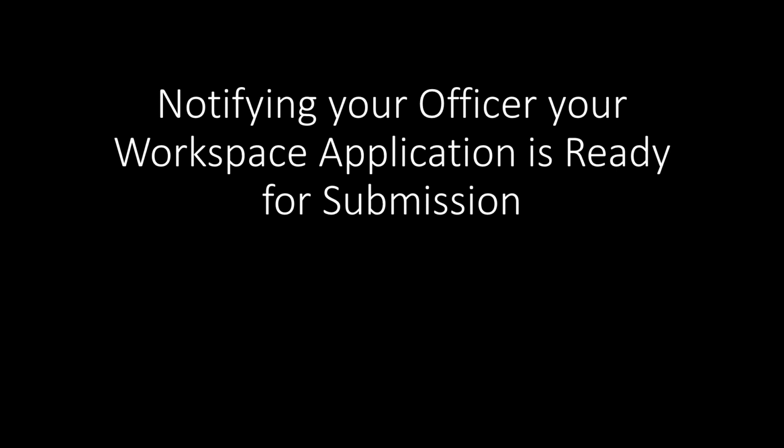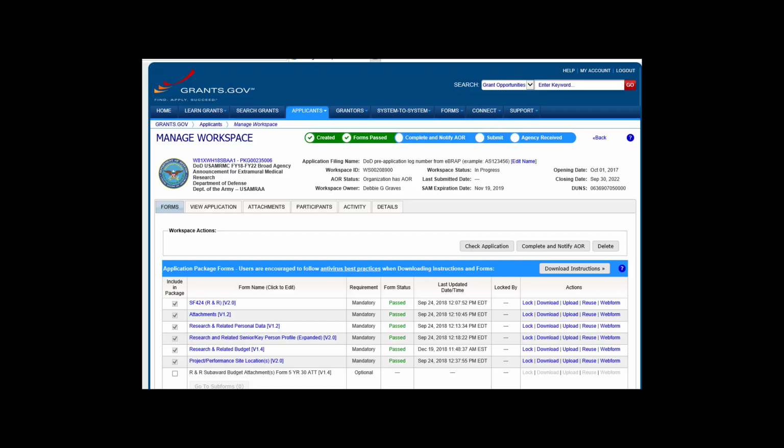Last, we will review how to notify your OSP officer that your application is ready to submit to the sponsor. When you are ready to submit your application to the sponsor, you will need to notify your OSP officer in Workspace. You can only do this when all of the forms are in the Pass status, as you see here. Also notice in the progress bar at the top, you'll see that the forms have passed.